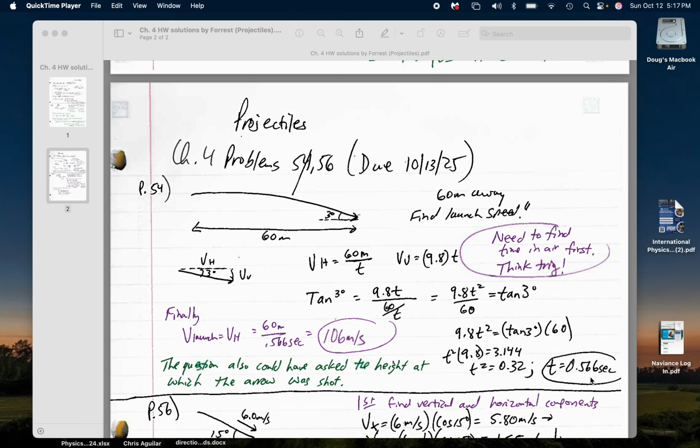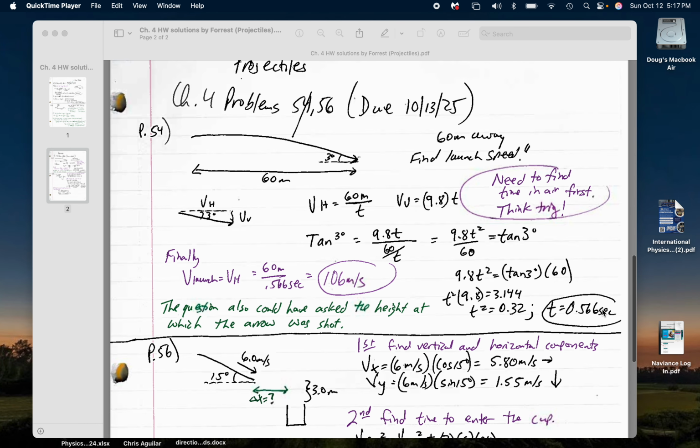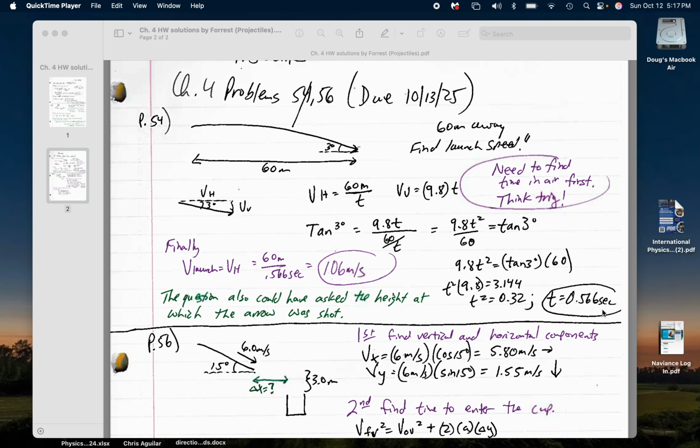So now, if I want to find the launch speed, I can say 60 meters divided by 0.566 seconds, that's my launch speed. This question could have also asked the height at which the arrow was shot. Again, if you're falling for 0.566 seconds, you could just do y equals 1/2 a t squared for that.